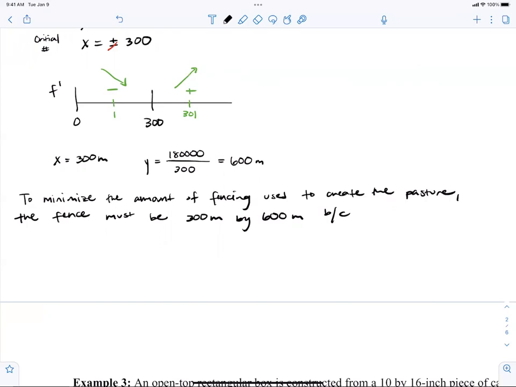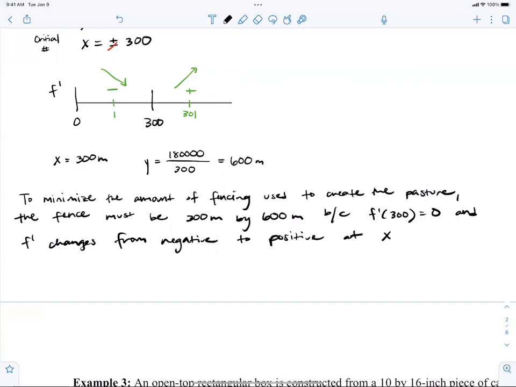And we could say, f prime of 300 is equal to 0 and f prime changes from negative to positive at x equals 300 meters on the interval x greater than 0.